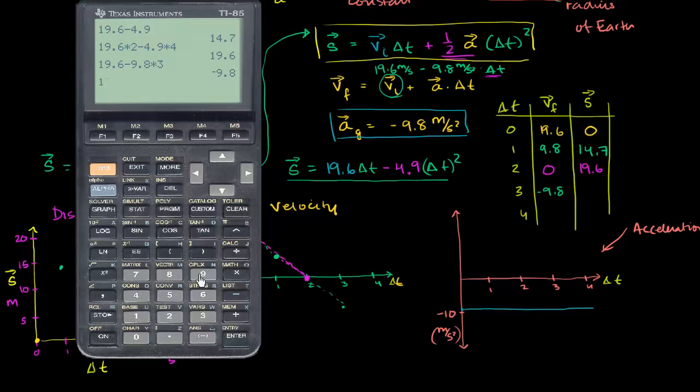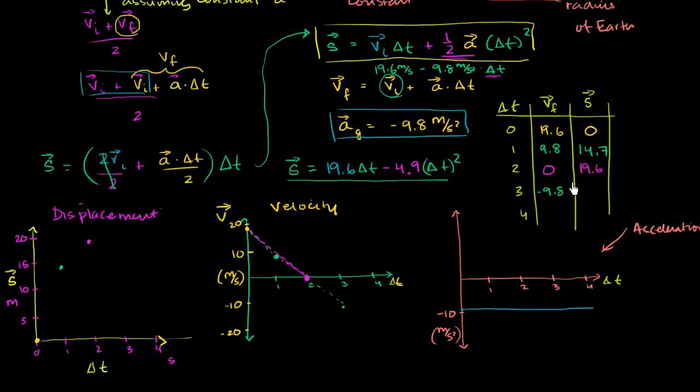So our displacement, delta t is 3 seconds. 19.6 times 3 minus 4.9 times delta t, so this is 3 seconds. We're talking about when delta t, or our change in time, is 3 seconds. So that's squared, so times 9. And that gives us 14.7 meters. So after 3 seconds, we're at 14.7 meters again. And so we're at the same position we were at 1 second. But the difference is now we're moving downwards. Over here, we were moving upwards.